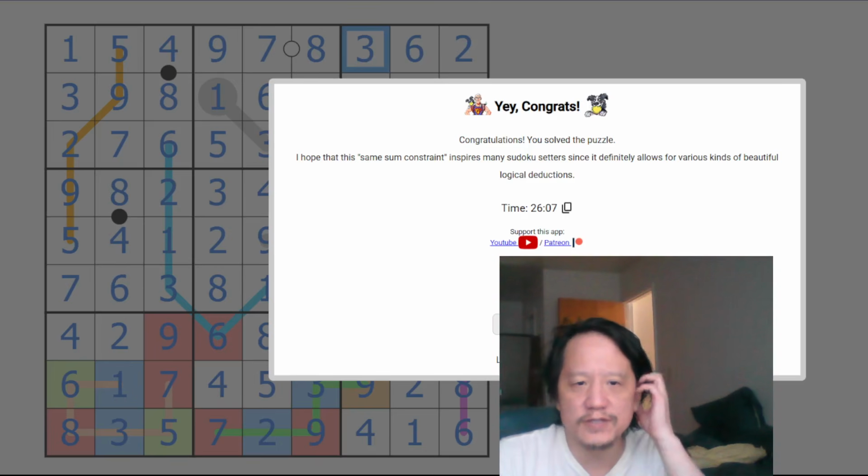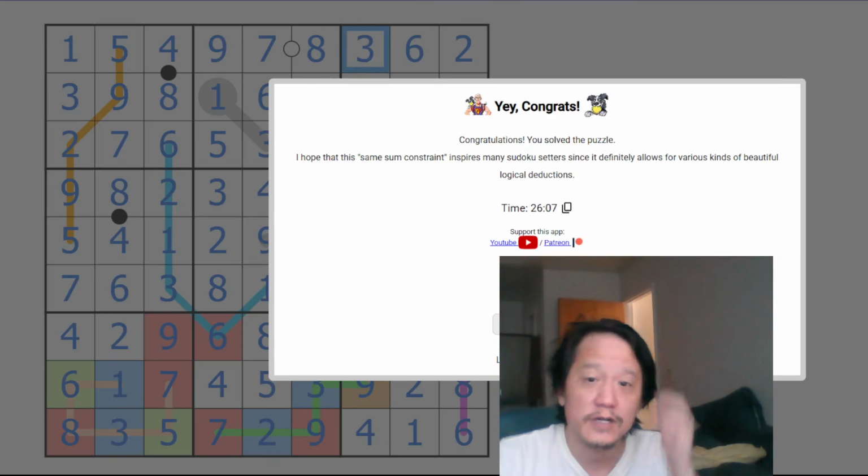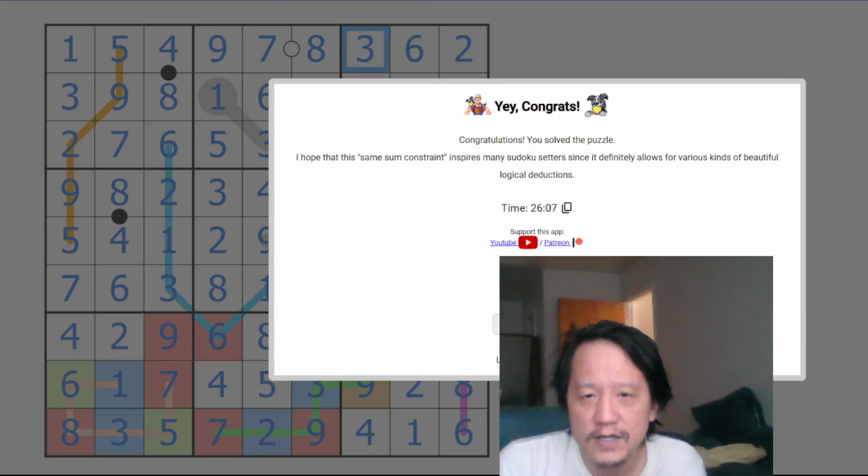I hope that this same sum constraint inspires many Sudoku setters, since it definitely allows for various kinds of beautiful logical deductions.